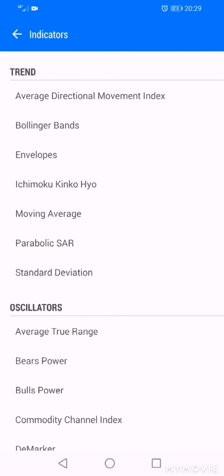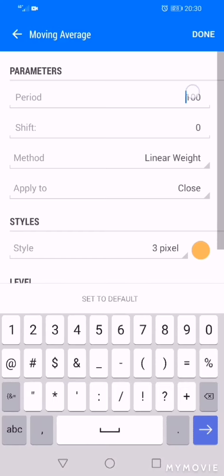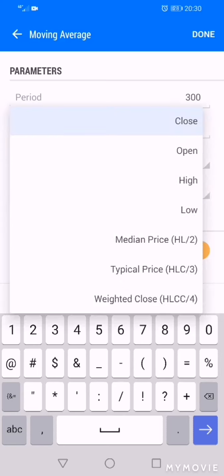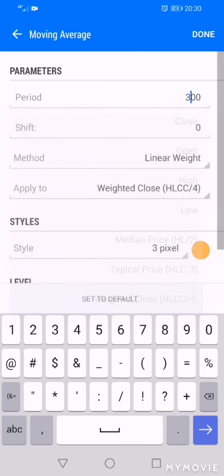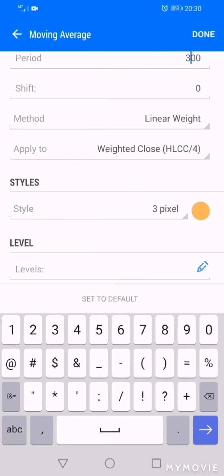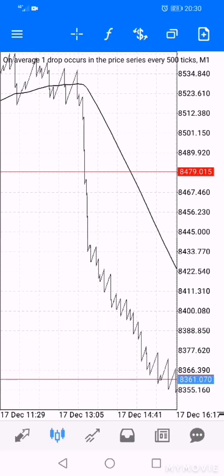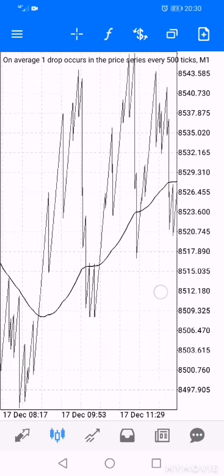When you get to your little F, you go to Moving Average under Trend. So our parameters are going to be period 300, shift 0, method linear weight, apply to weighted close, then style is 3 pixel. Your color, I choose black, but you can choose the color of your choice. You say done. That's the line that I'm looking for, right?